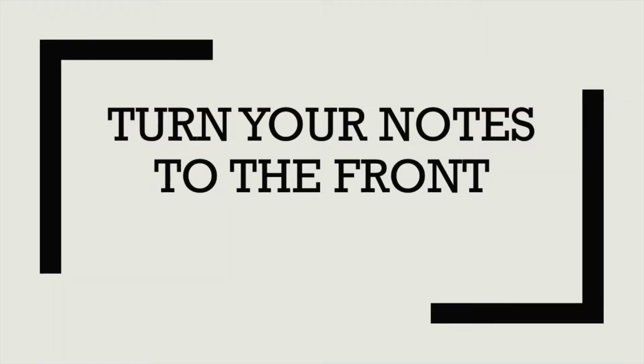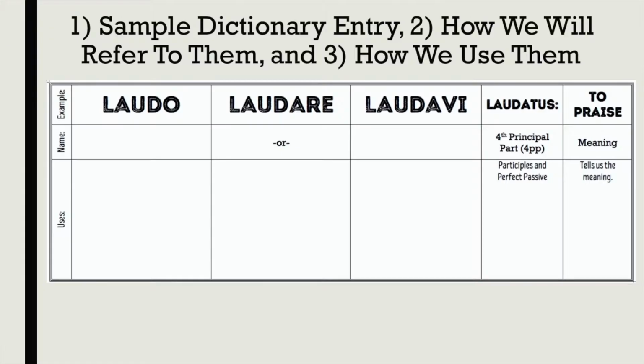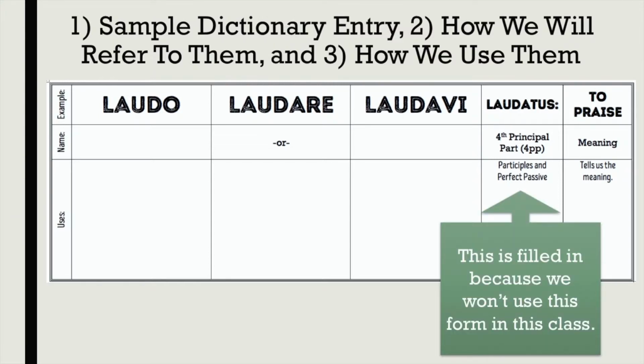Okay, turn your notes back to the front. We're going to start right here. Here's a sample dictionary entry. In this box, we're going to fill out how we're going to refer to the different forms of the dictionary entry. And lastly, we're going to talk about how we're going to use dictionary entries. You will notice that this box is filled in on your notes because we won't actually use this form in class. All of them have this fourth principal part, but we don't use it in this class, so I'm not going to spend a lot of time on it, but I didn't want to give you notes without putting it in there just in case.